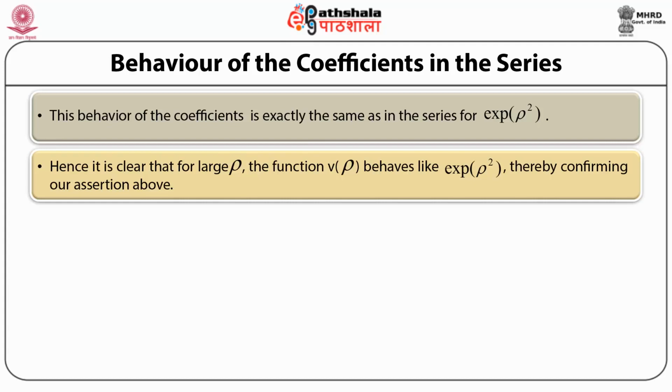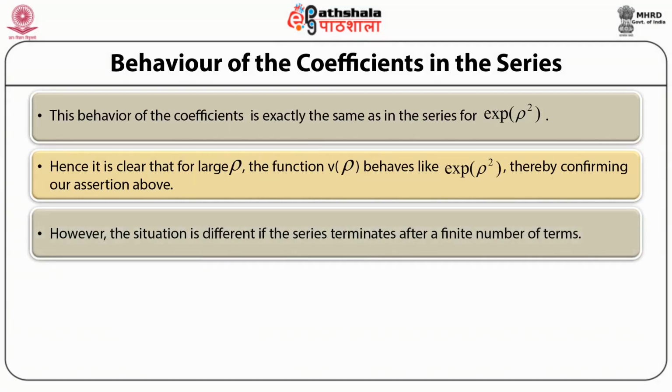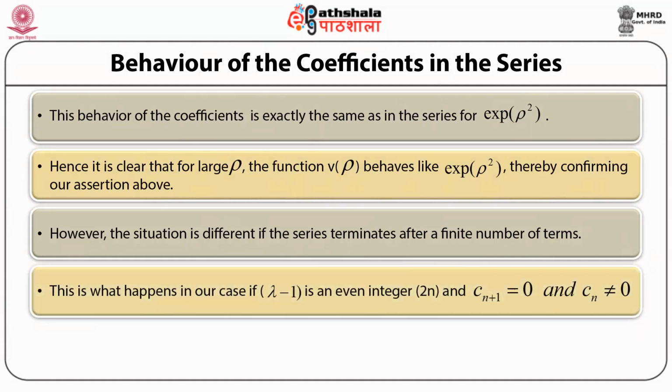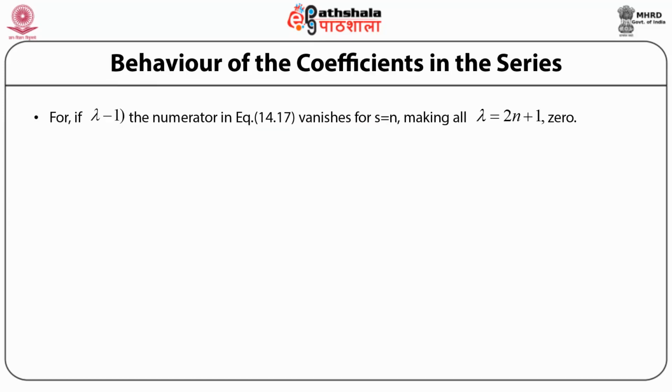confirming our above assertion. However, the situation is different if the series terminates after a finite number of terms. This is what happens in our case if lambda minus 1 is an even integer, that is 2 times n, and coefficient cn plus 1 is equal to 0 and cn is not equal to 0. For if lambda is equal to 2n plus 1, the numerator in equation 17 vanishes for s is equal to n, making all cn plus 2 and hence cn plus 4, cn plus 6 and the further terms 0.